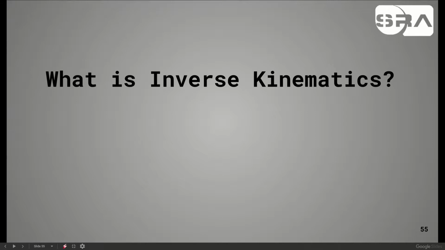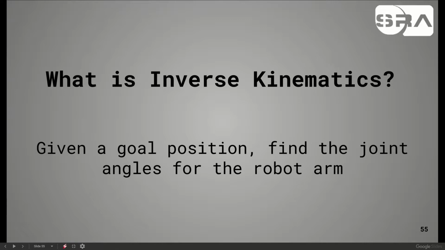So what is inverse kinematics? We just saw forward kinematics. In forward kinematics we had the theta, the joint angles, and we wanted to find the xyz, the end effector coordinates. So as the name suggests, inverse kinematics is the exact opposite of it. In inverse kinematics we have the xyz coordinates and we want the joint angles. So basically we have the goal position and we want to find the joint angles for the robotic arm.